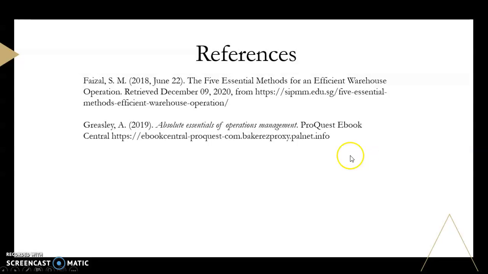So then that's basically all I got. I got more details in my paper, but these are just the references. The first reference there is for the picture, and then the definition of the cellular layout as a combination of the line layout and functional layout was from Greasley, I believe is how you say it.